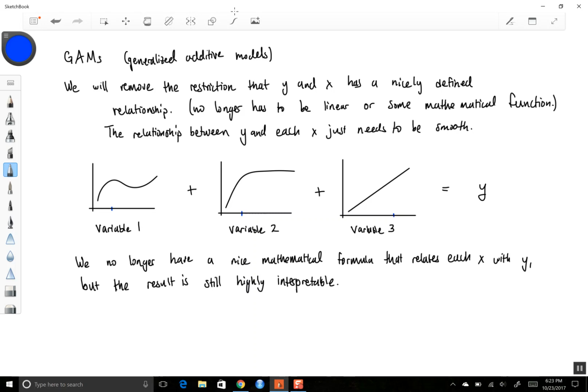We can look at the graph and see the relationship between variable 2 and y. In the beginning, changes of variable 2 make a huge difference, but after a certain point, changes in variable 2 no longer have an impact on y, okay? Expressing a relationship like that is not possible in strictly multiple linear regression. In multiple linear regression, it just says if x1 keeps getting bigger, then y is going to keep increasing by that coefficient that's tied to x1 or x2, whatever it is.